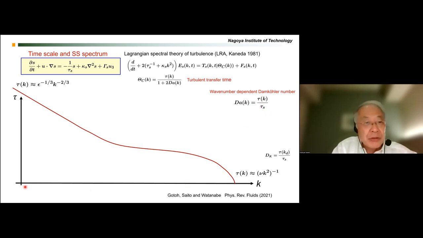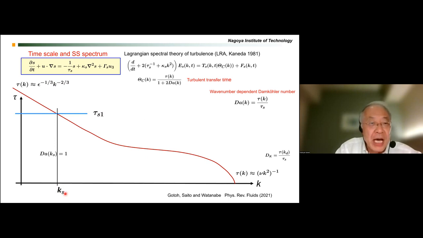Okay, this is a schematic picture of time scale. This is the wave number and the tau. As you know, in the inertial convective range, the turbulence characteristic time obeys k to the minus 2 decaying, then stays at some value, and the decay quickly becomes short. For example, we consider tau s. So with this tau s, there must be some wave number ks at which the Damkohler number is 1.